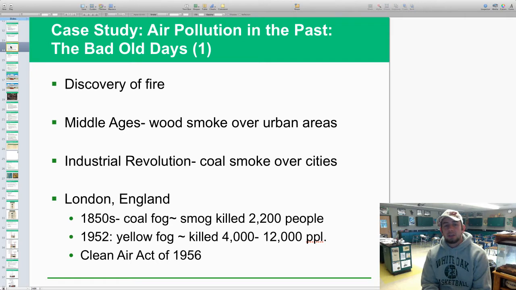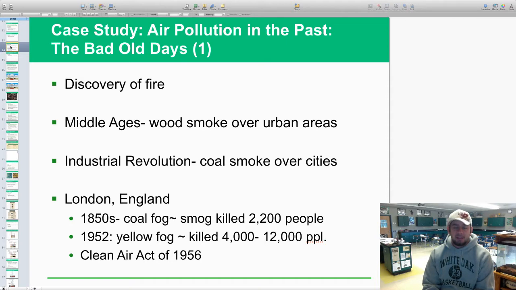Then the Industrial Revolution came on, and we changed our fuel sources, but still used a fuel source that produced a high amount of air pollution. That was coal. We started using coal in power plants to produce mass amounts of metallic goods and all sorts of other things, and that also put a lot of smoke over cities. So those are the two major time frames where we saw some of our largest problems with air pollution, at least back in the day.